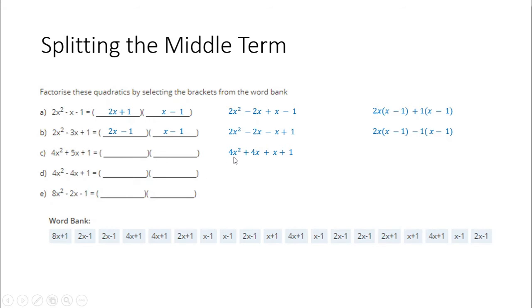Again, I chose the order so that the first two terms I can clearly see what their common factor is. They can both be divided by 4x. So I'll factor the 4x out of these two terms, and again, my last two terms don't seem to have a common factor. So is it 1 or is it minus 1?